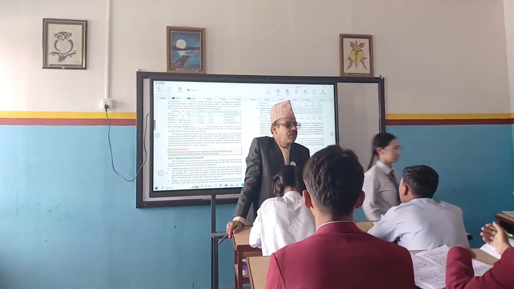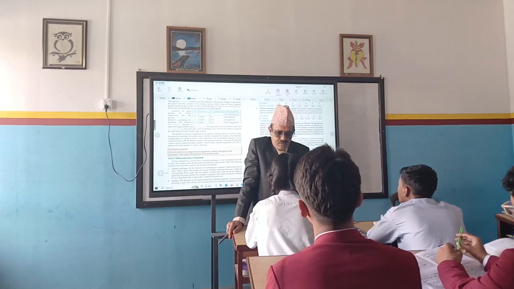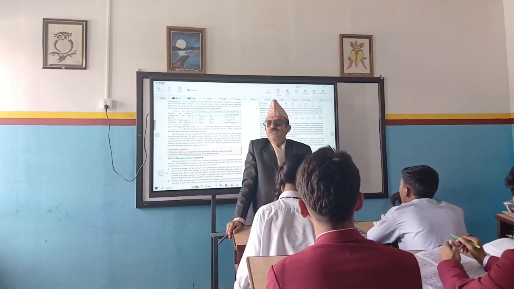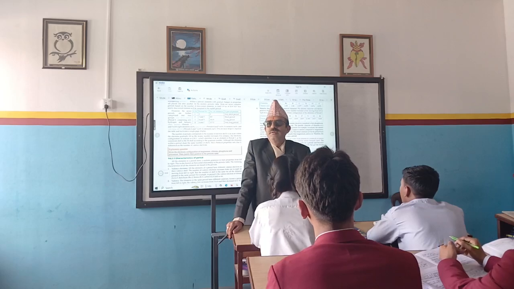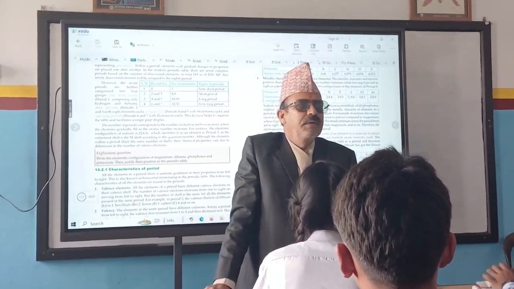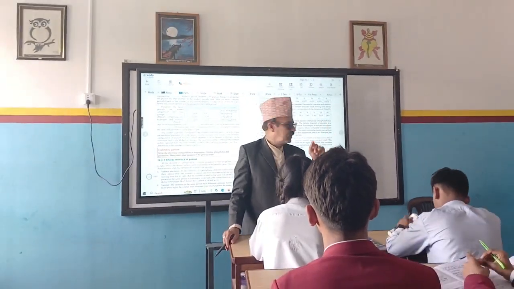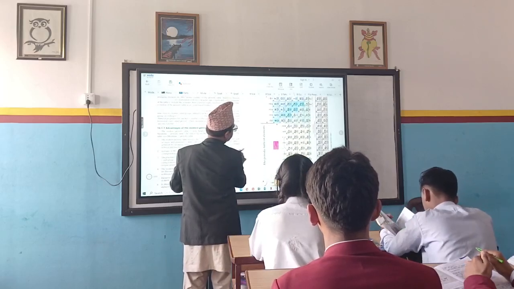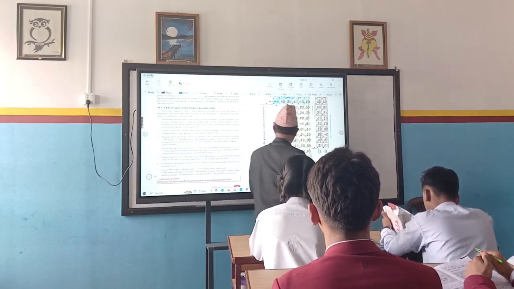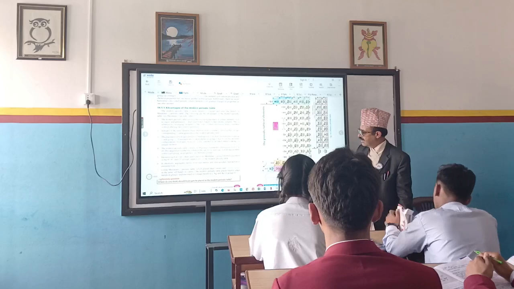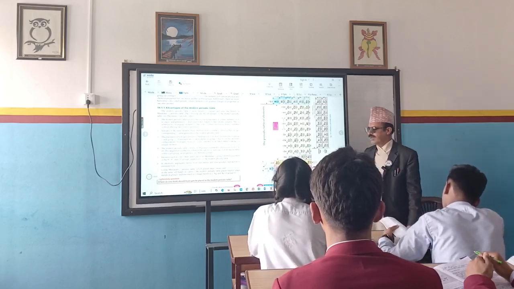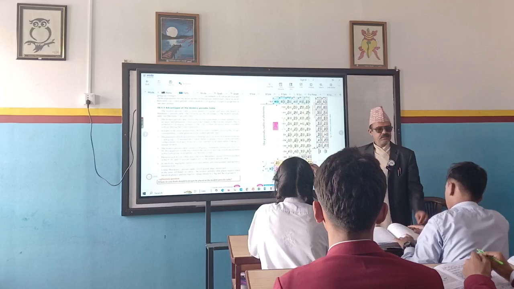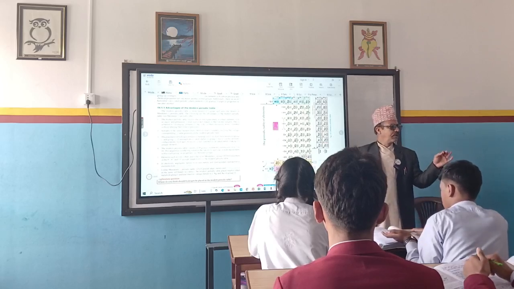Pay attention. We are nearly at the end of this chapter. What is the chapter? Classification of elements. Earlier it was discussed about the position of elements in the periodic table. Group 1A metals are alkali metals. Here we can see lithium, sodium, potassium, rubidium, cesium, francium. These are alkali metals, 1A. Their oxides are soluble in water and they can form alkali.